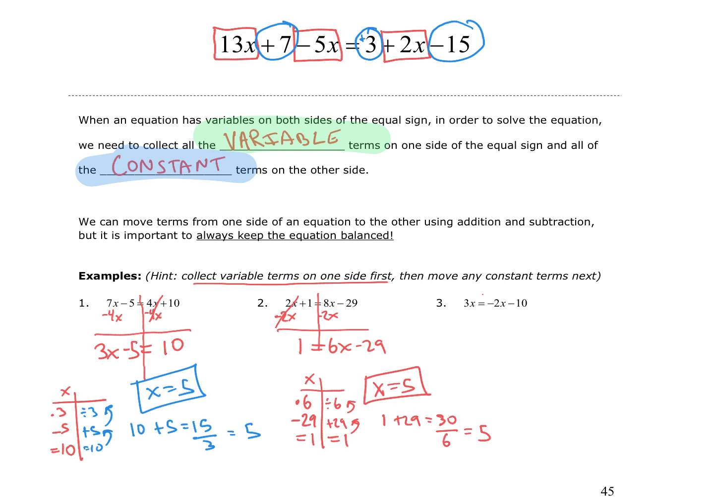Let's draw our line down the middle. This time I have 3x equals negative 2x minus 10. You notice there's an x on both sides, so I have to fix that. I have to clean it up. So I go plus 2x, plus 2x.